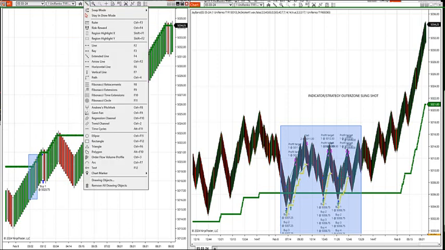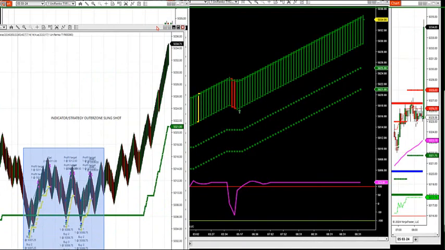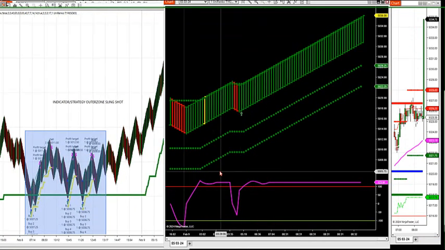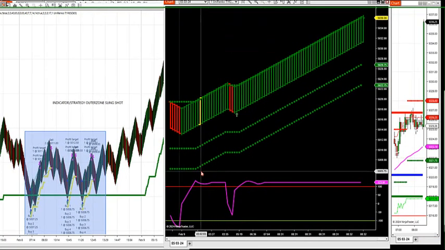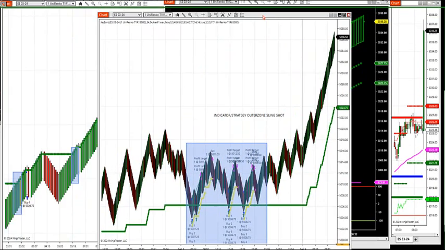Here would be an entry. Here would be an entry. And we're waiting for another entry right now. You can see it on the indicator in the room. That's where it went long. That's where it turned yellow bar. That's where your little yellow candle formed.